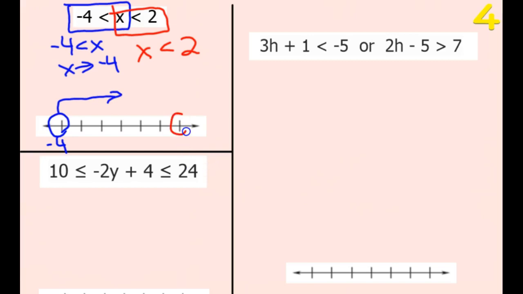Next one is our 2, another open circle. This time our arrow is pointing to the left, so we draw an arrow to the left. What this is saying is that x can be anything in between negative 4 and 2. So it could be 0. It could be 1. It could be negative 2. Anything in between negative 4 and 2.